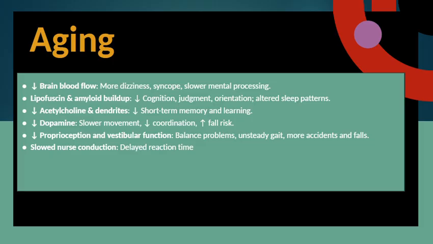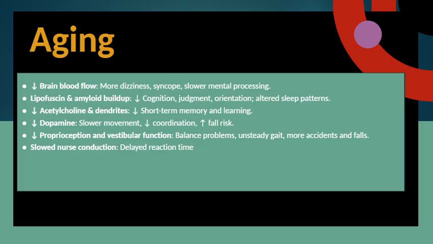Another normal change involves the accumulation of lipofuscin, an aging pigment inside nerve cells, and amyloid deposits within blood vessel walls. These deposits interfere with how neurons function and communicate. As a result, older adults may show reduced ability in reasoning, judgment, and orientation. They may take longer to learn new information or complete complex tasks.